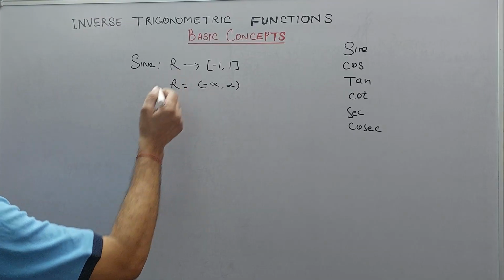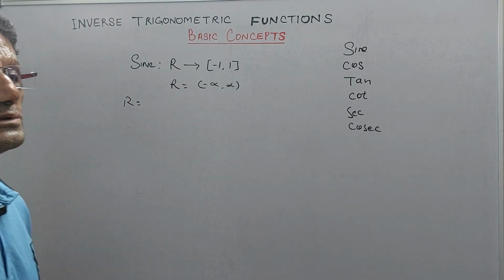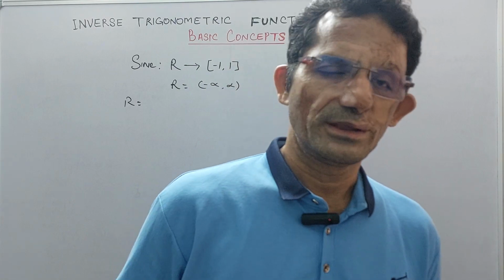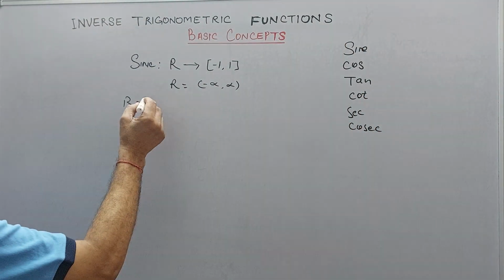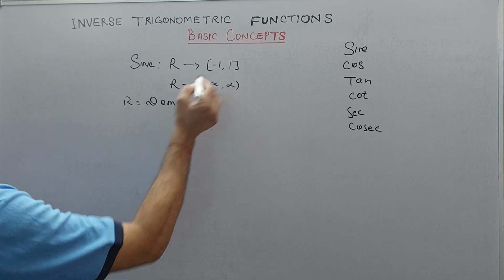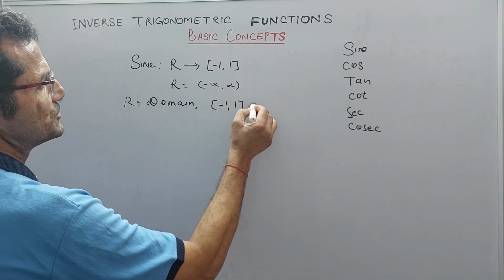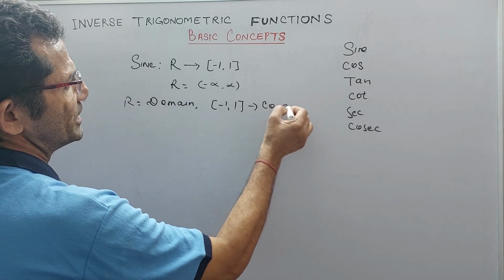So R is called its domain, by the definition of a function. And the interval -1 to 1 is known as the codomain.